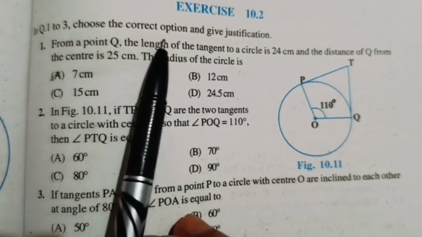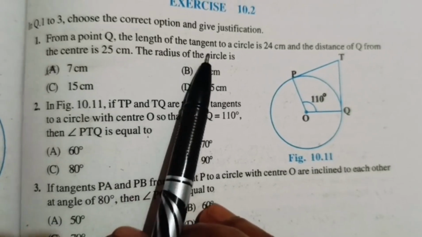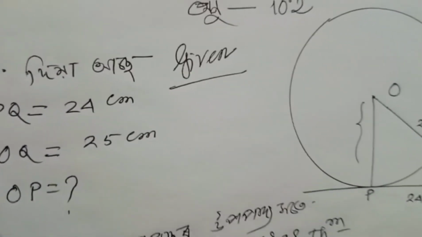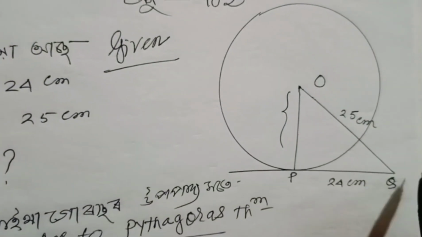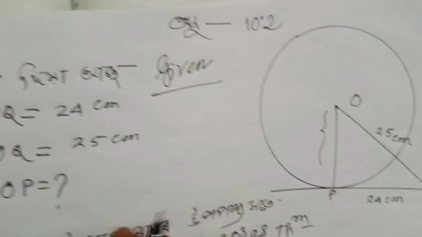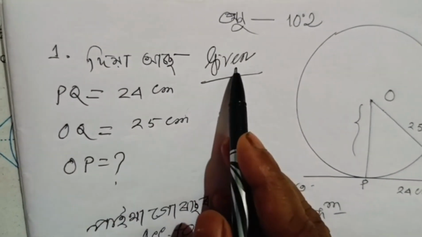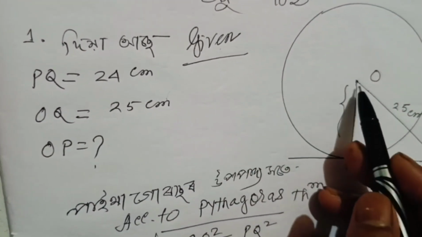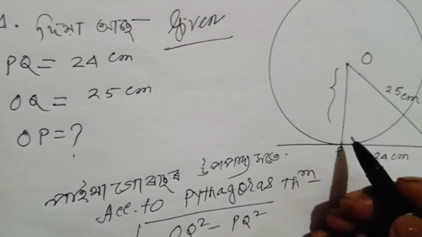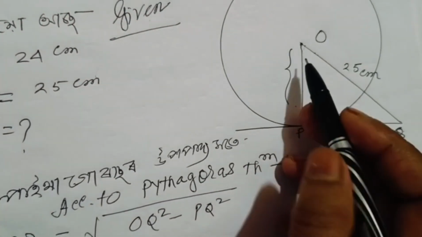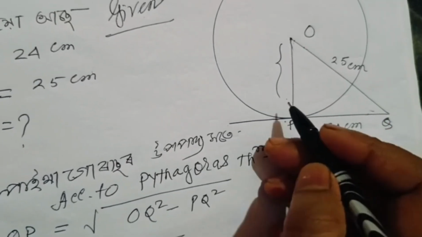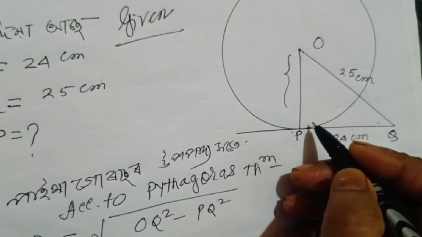See questions 1 to 3. Select the correct option. What is given here? Given a point Q is outside the circle, the distance OQ is given, and the distance PQ is also given. Here we write given. And the question asks you to find the radius of the circle. We already know from theorem 1 that the radius is always perpendicular to the tangent at the point of contact. So it is perpendicular.